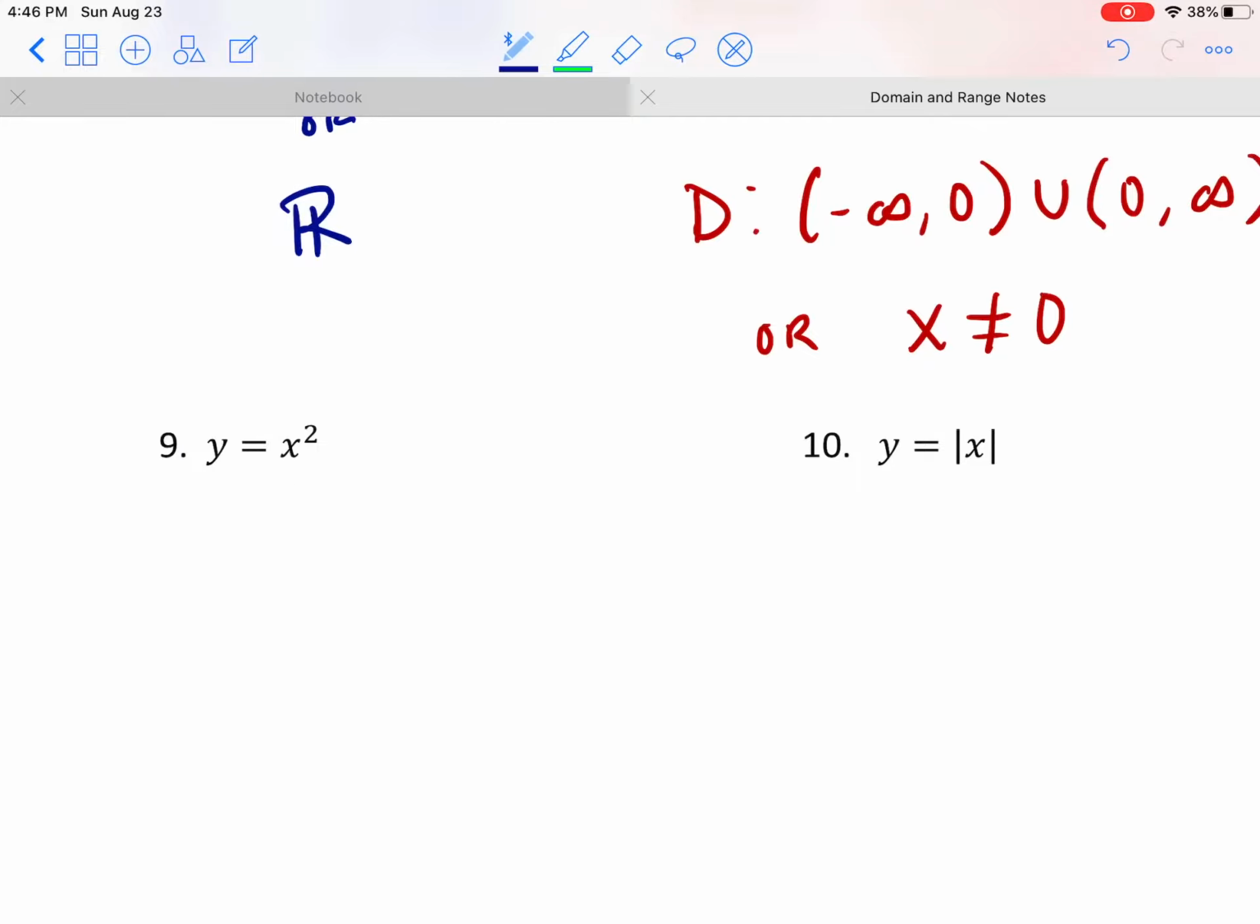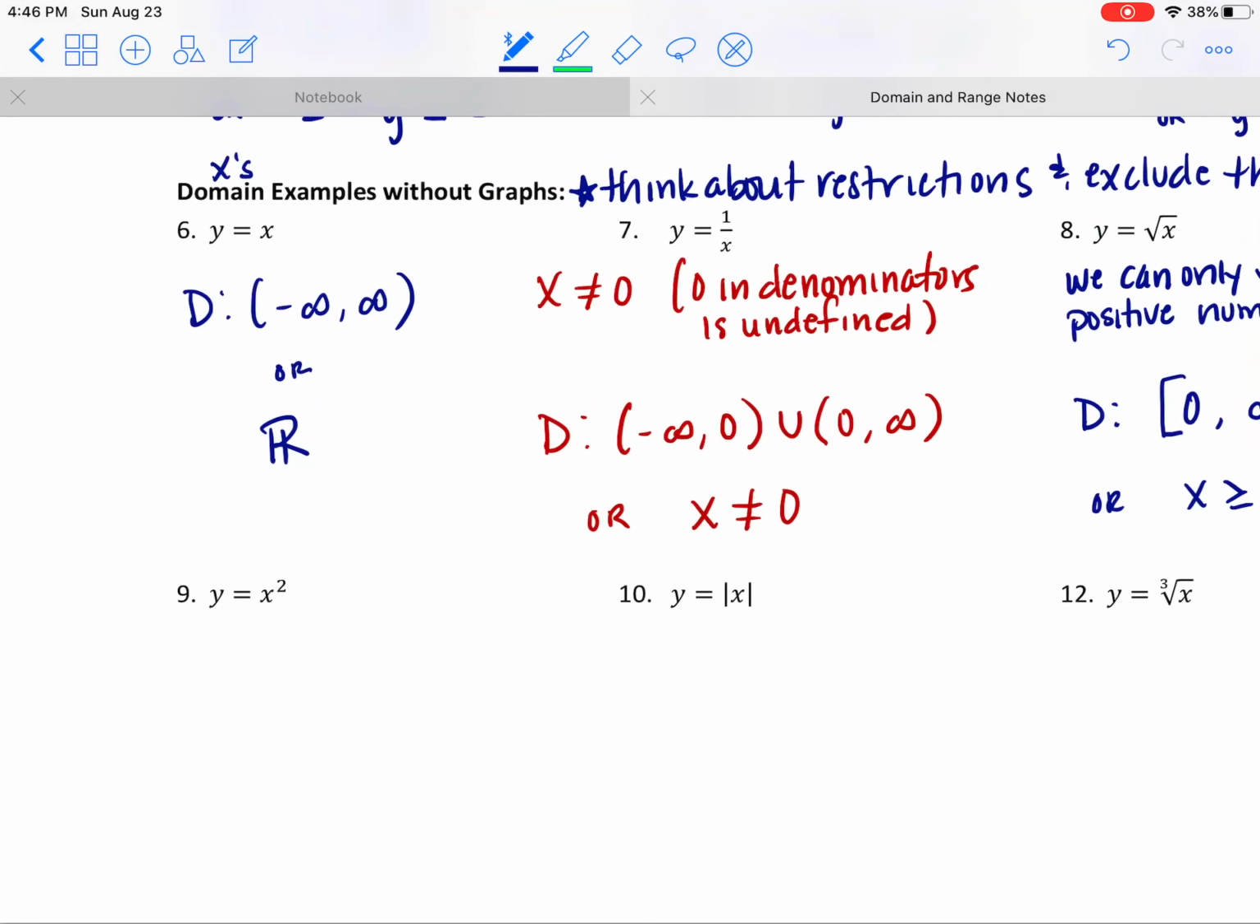So since there's no restrictions on what I can plug in for x, and I really should have said that for number 6 as well, this domain can be everything from negative infinity to positive infinity. And we could also say all real numbers. And that's really going to be true for all polynomial functions.